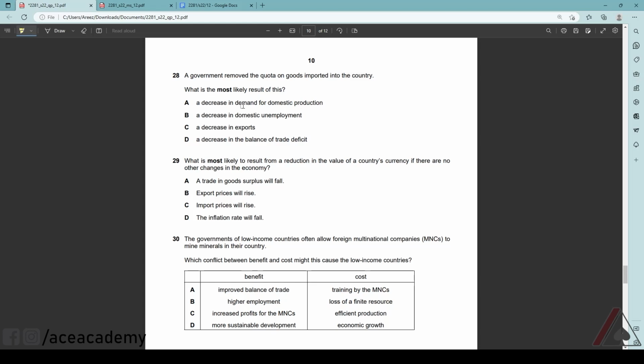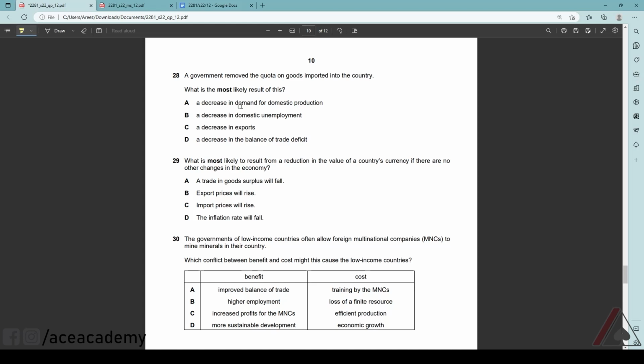A decrease in the demand for domestic production. Since they removed the quota, this is something that can happen, right? Since they removed the quota, it means that now people can import far more. Before, there was a limit on the number that they could have imported. After removing the limit, people can import far more.